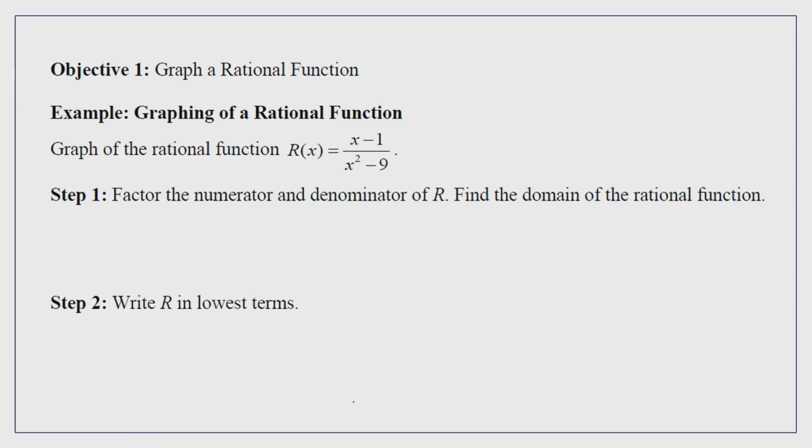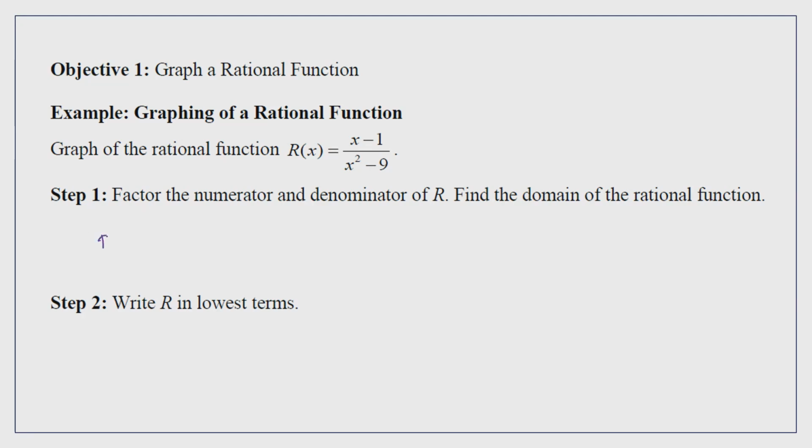Graph a rational function. In our first example, we're asked to graph the rational function r of x equals x minus 1 divided by x squared minus 9. For step number 1, we're asked to factor the numerator and denominator of r and then find the domain of the rational function.